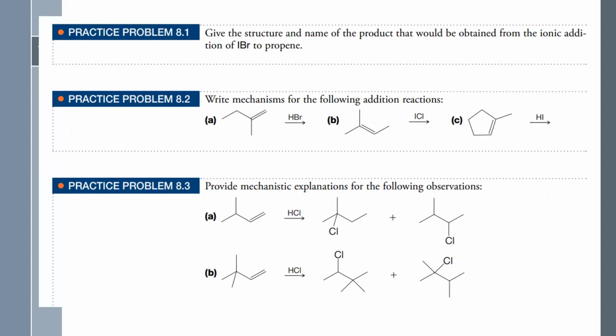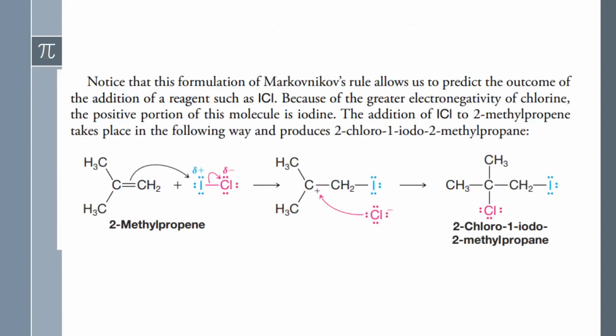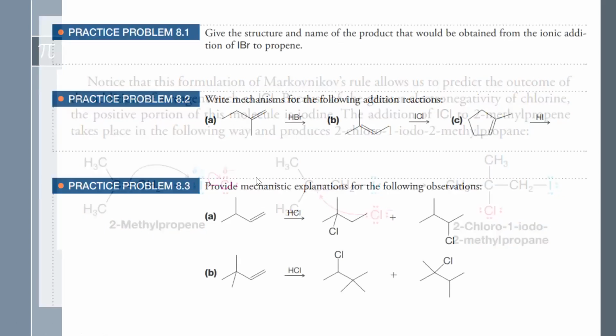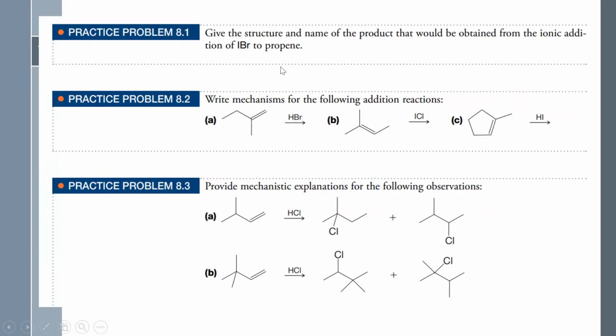Okay, so what we'll have: give the structure and the name of the product that would be obtained from the ionic addition of IBr to propene. This one is ICl, and we use the IBr. So again, you will have to think, for IBr, which one will be more electronegative than the other halogen, and always follow the carbocation.